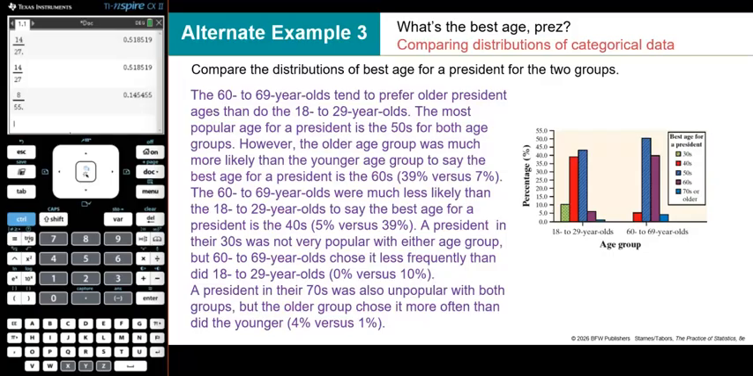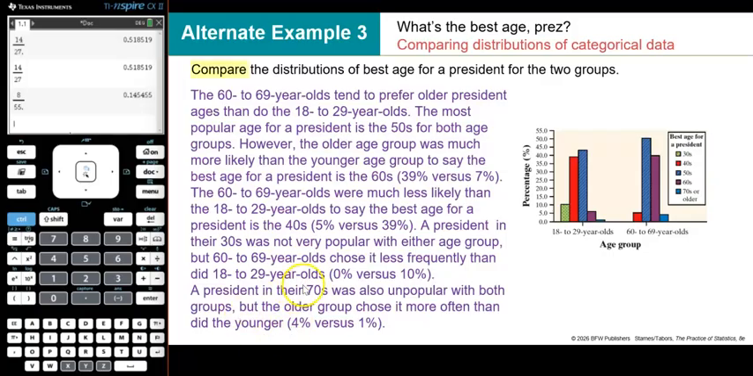The most popular age for presidents is the 50s for both age groups. That's kind of interesting to compare. Sometimes it's not saying they're different, but just make a comparison or what's the most common. However, the older age group was much more likely to say the best age is in the 60s, 39% versus 7%. They knew the exact percentages there. And in the 40s, again, if you're younger, you're going to want more. The 40s, really a huge difference there in the two.